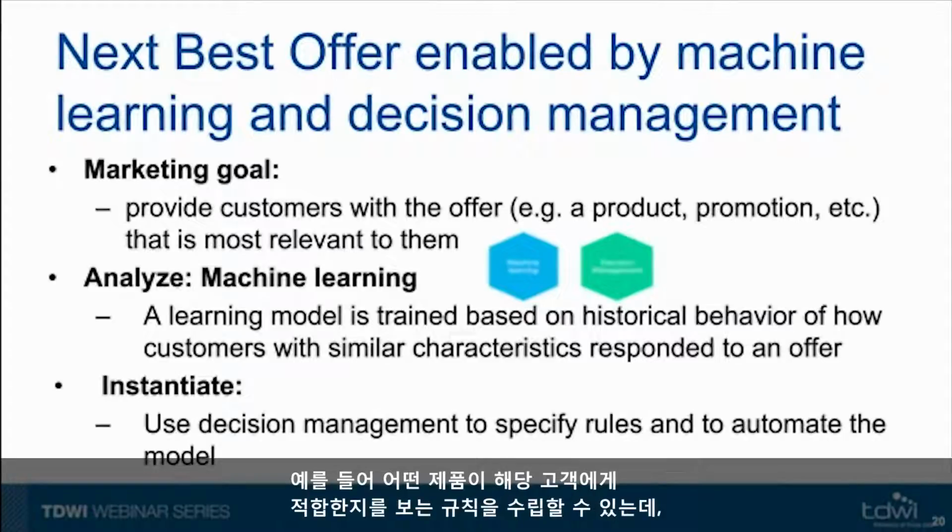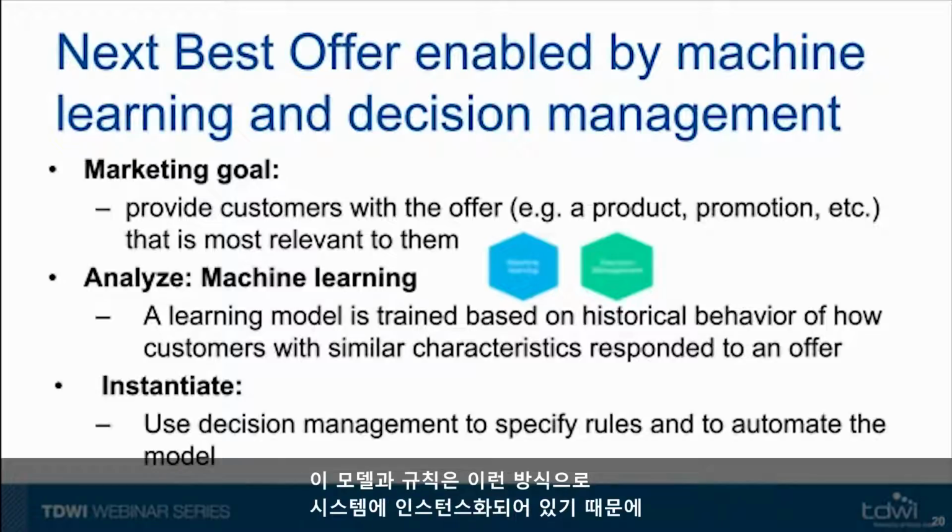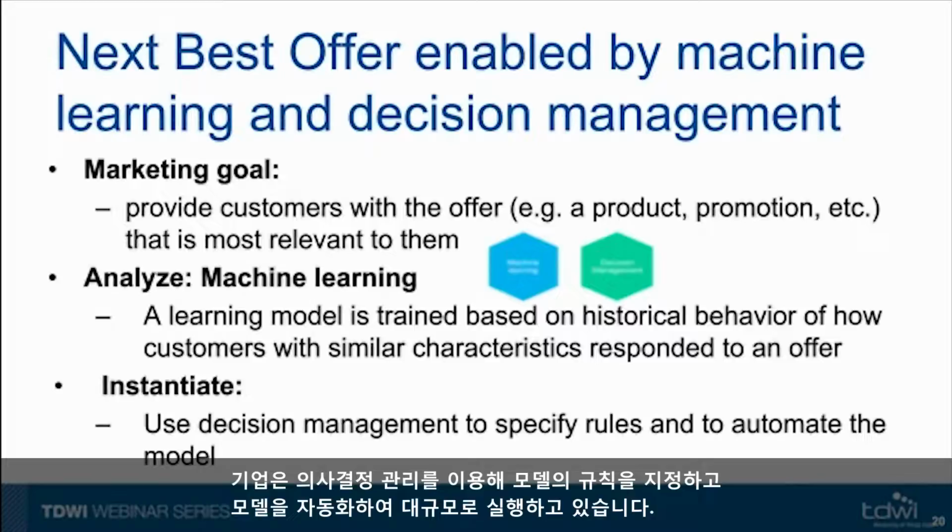So for instance, a rule might deal with whether a customer is actually eligible for a product. It might be that you think they have a high probability of responding, but maybe they're not eligible. So in this way, the model and the rules are actually instantiated into the system. We're using decision management to specify the rules, take the model, and often to automate the model to do it at scale.